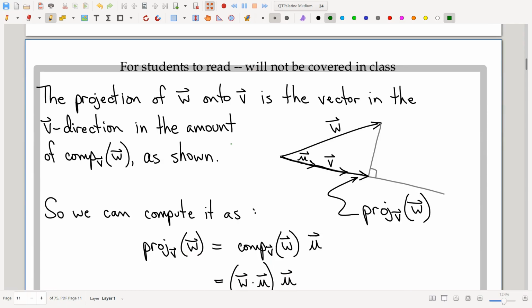Now, here's a related idea. In fact, it looks really, really related. You'll even notice that picture is copy paste from the previous page. It's the exact same picture, at least parts of it. And here we're talking about, though, a different idea. That's the idea of a projection. Projection is not the same as a component. A component is a scalar.